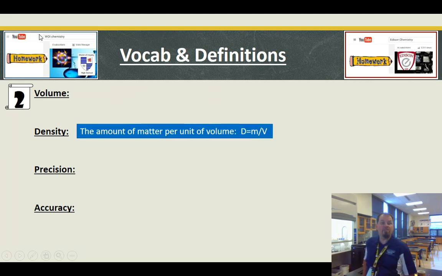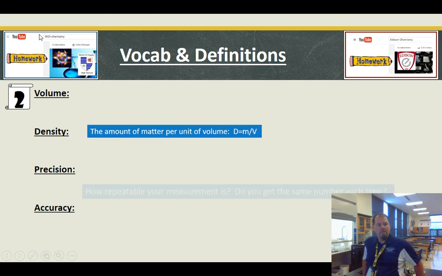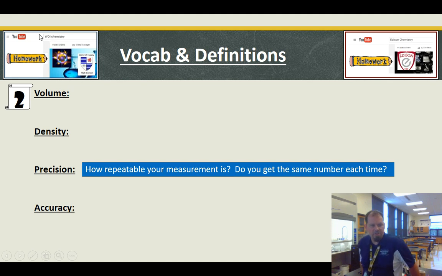Density. This is a ratio. This is the amount of matter per unit of volume. The equation is in your reference table on the very back page. Density equals mass divided by volume. Good. Precision: being able to tell the difference between precision and accuracy.